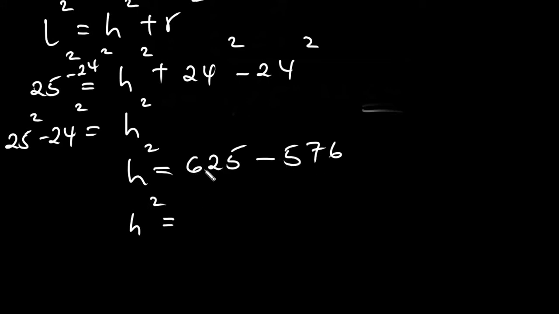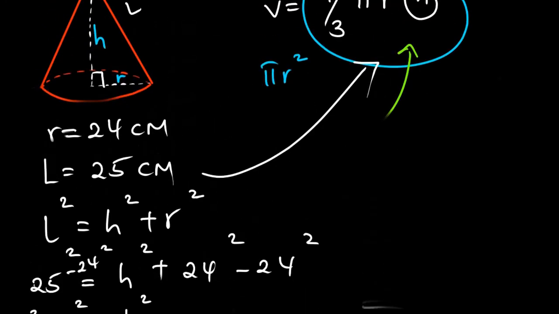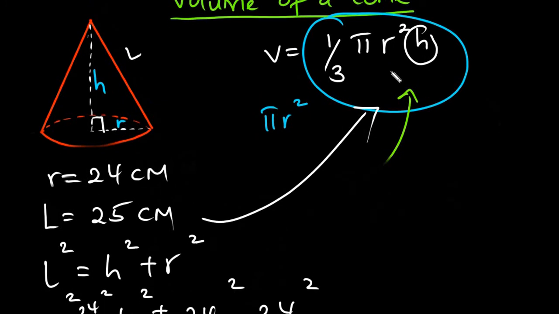So height squared is the difference: 625 minus 576, which is 49. This means to get the value of h, we need to find the square root of both sides. So h is going to be 7 centimeters. That is the value of the height. So we can now replace it in this formula so as to find the volume.